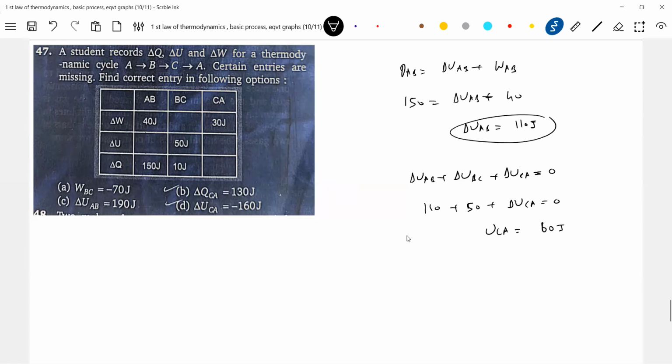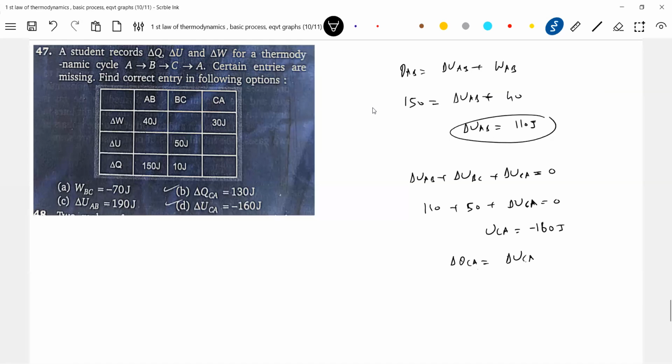So let's come for this one. Okay, I got delta UCA. So can we go for delta QCA? Sir, we need to add 110 and 150 now, sir. Yes, sir. It will be minus 160 now, sir. Minus 160, yeah. Okay.